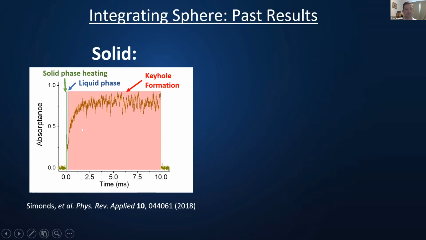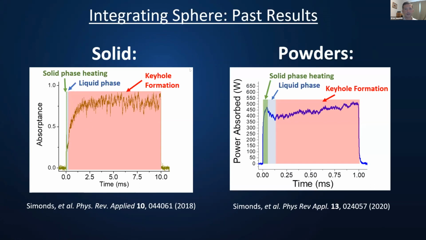And so we can quantify the effect that has, in more or less real time, on the amount of light being absorbed. We've also done this in metal powders. So this is for a stainless steel powder for 1 millisecond, not 10 milliseconds, but we see generally the same features. You see solid phase heating, you see a liquid phase dip, and then an increase once you form a keyhole.